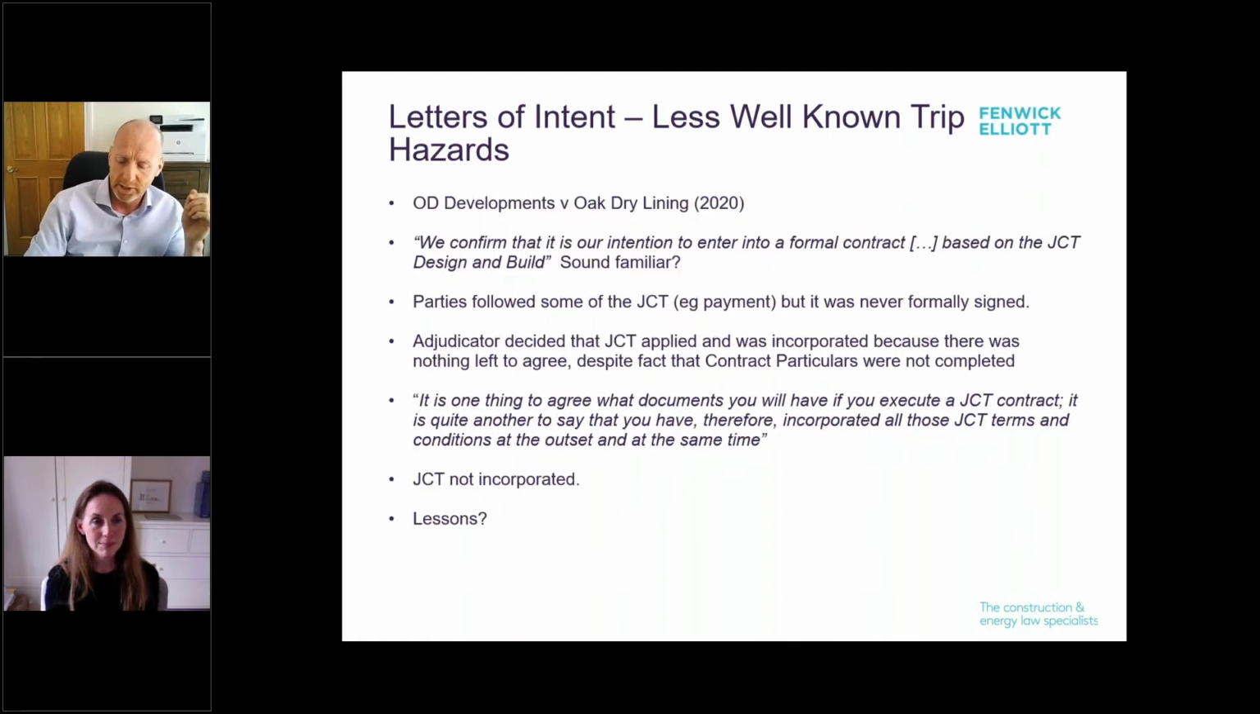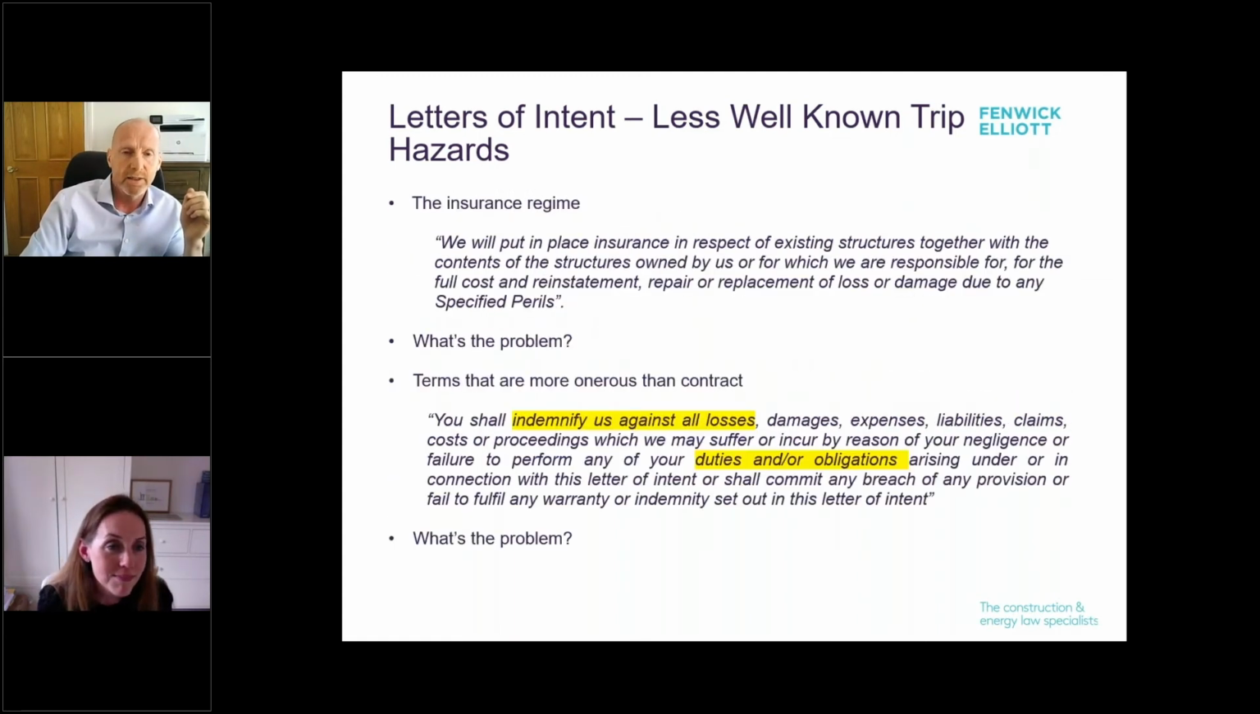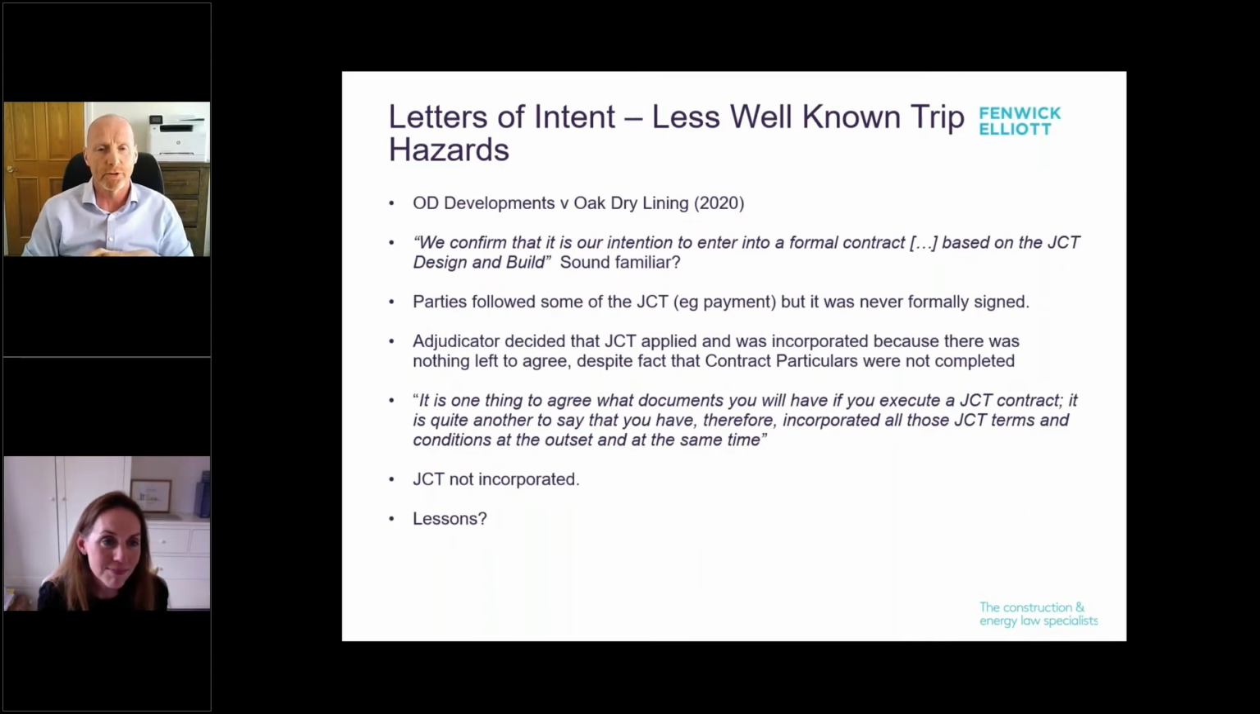And there's a little case recently where exactly that happened. OD Developments v Oak Dry Lining, last year. This was actually as a result of an adjudication. We don't see all the terms of the letter of intent in the judgment, but if I was a betting man, I know roughly what's in there. This was OD Developments engaging Oak as its dry lining contractor, and it's the classic tick all the boxes. Letter of intent talks about all great intentions. There's the second bullet point: we confirm it's our intention to enter into the contract. You'll recognise that from almost every first paragraph of every letter of intent that lands on your desk.